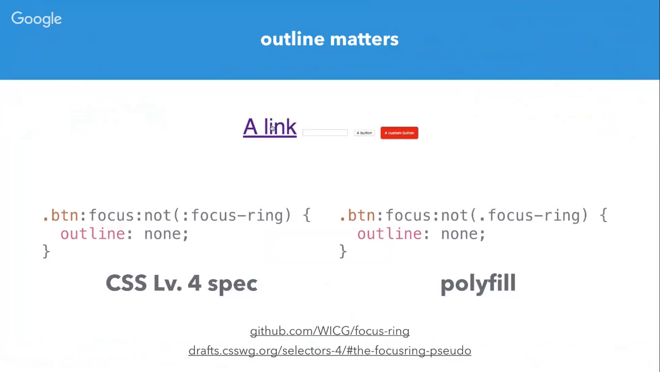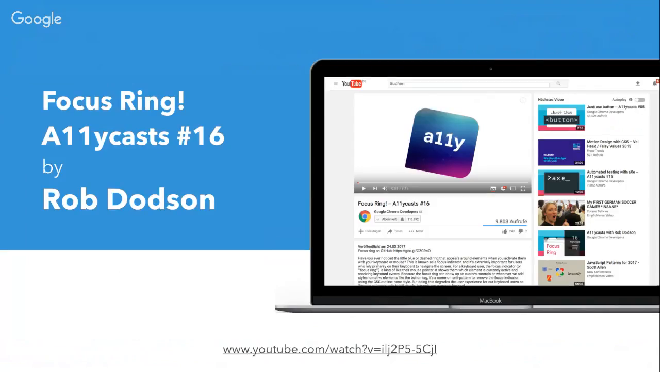But thankfully, there is a solution coming. I saw Marcy's talk 2 hours ago, and she already mentioned it, so let's just have a quick mention here. What you see here is focus ring, which is defined in the CSS level 4 spec. With this, we can differentiate between focus that is triggered by the mouse or a click, or by the keyboard. This way, we can get rid of outline 0. Rob Dodson even did a complete episode on that, so if you're interested, check that out.